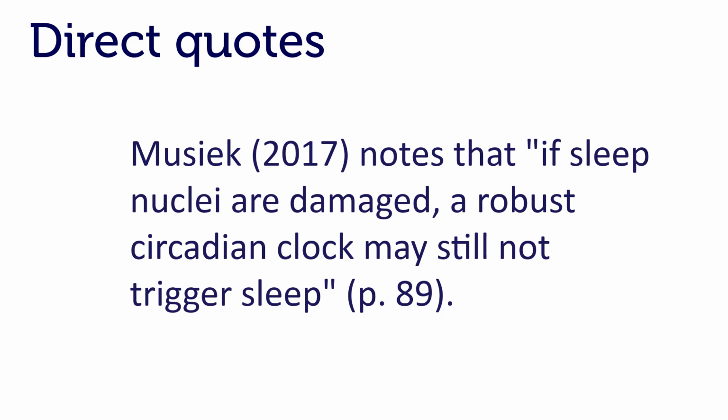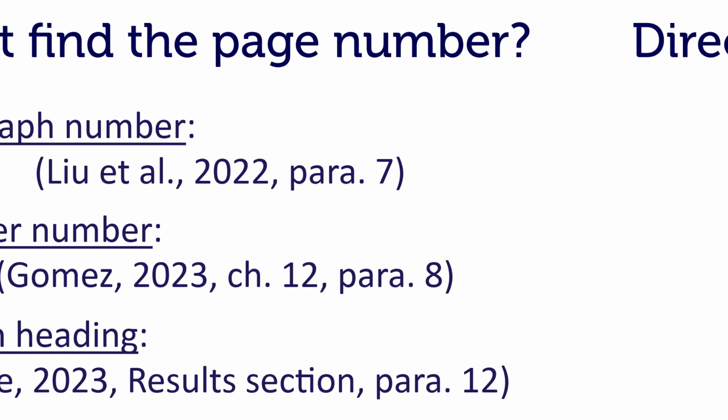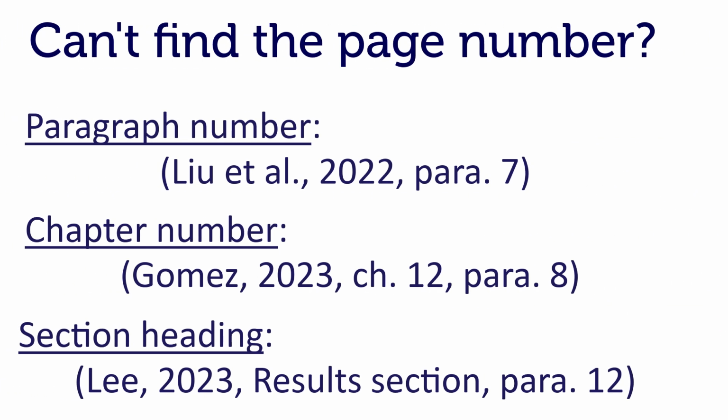For direct quotes, put the author's actual words inside quotation marks and include the page number, if you can locate it, at the end of the sentence. If you can't locate the page number, use a paragraph number, a chapter number, or a section heading to help your reader locate the information.